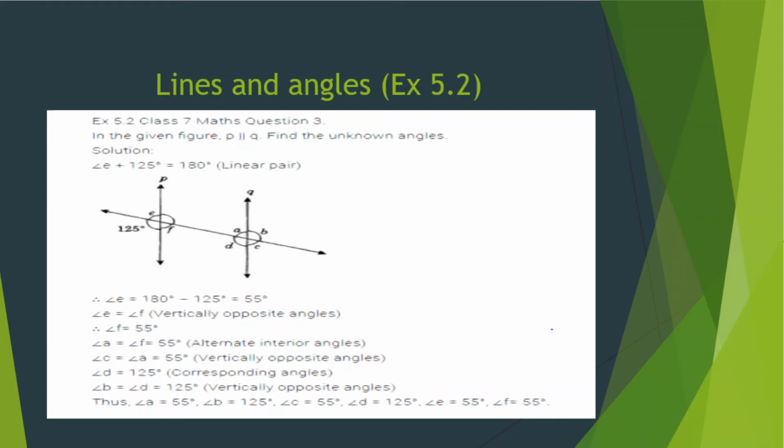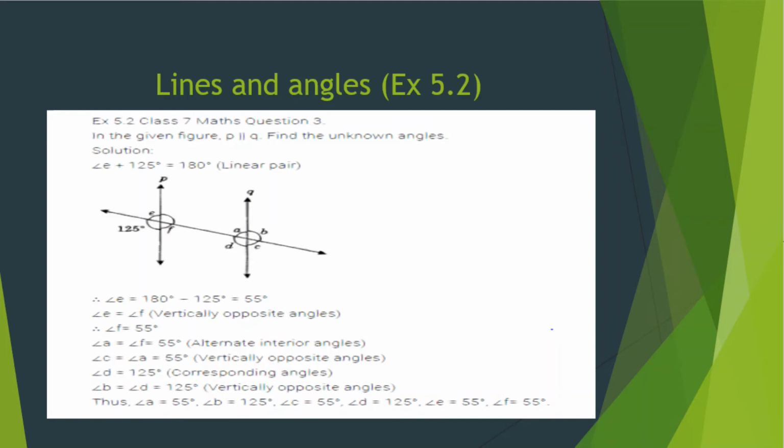Moving to question number 3, in the given figure, P is parallel to Q. Find the unknown angles. E is equal to 125, that is a linear pair. So E is equal to 180 minus 125, which is 55. Angle E is equal to angle F, so F will also be 55. The reason is E is equal to F as vertically opposite angles. In all these questions, writing the reason is more important.